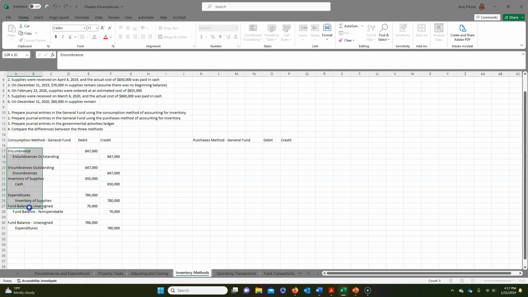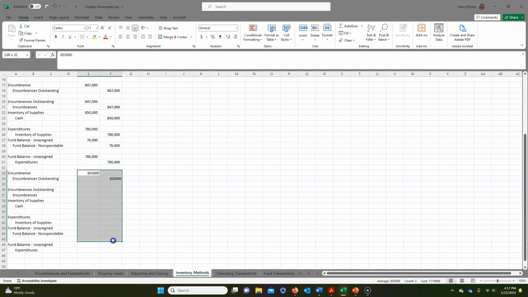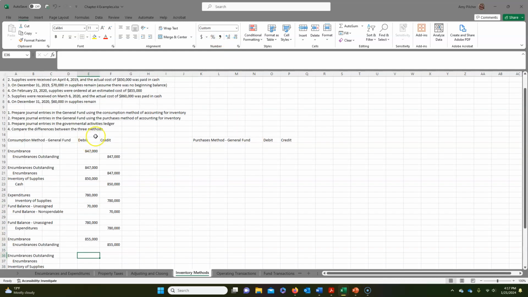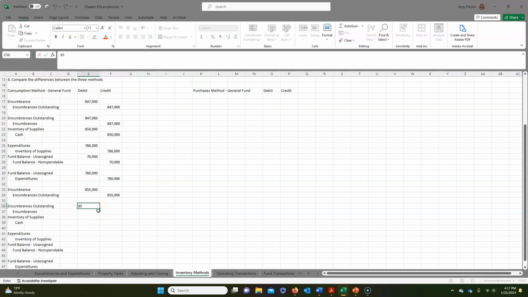I'm going to make this easy and copy and paste that. So we have our encumbrance for $855,000 and outstanding. Then on March 6th, we receive the supplies and pay $860,000 in cash. So we reverse our encumbrances and record that we have supplies that we paid cash for.